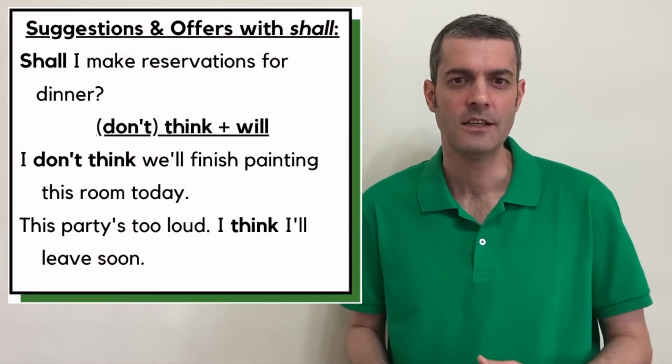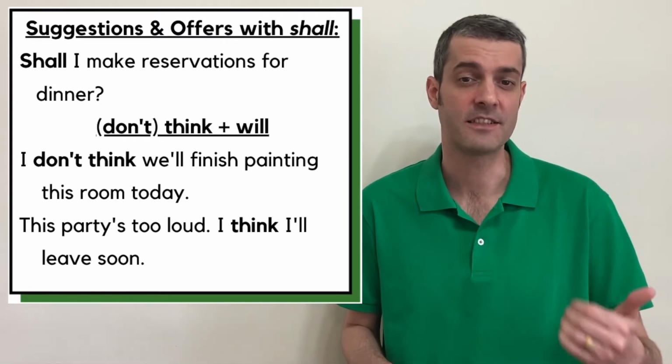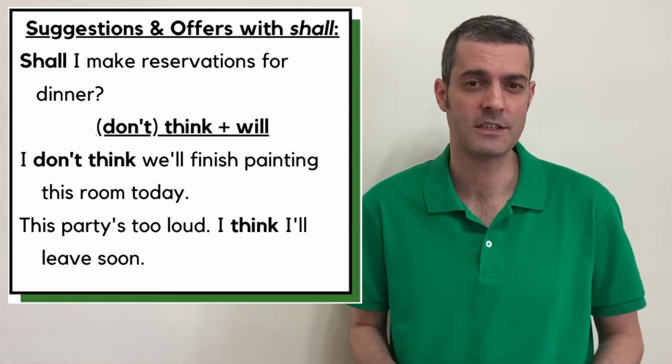This is a warning. We can use shall instead of will with the subjects I or we, but we often only use this when making a suggestion or making an offer. So this says, shall I make reservations for dinner?